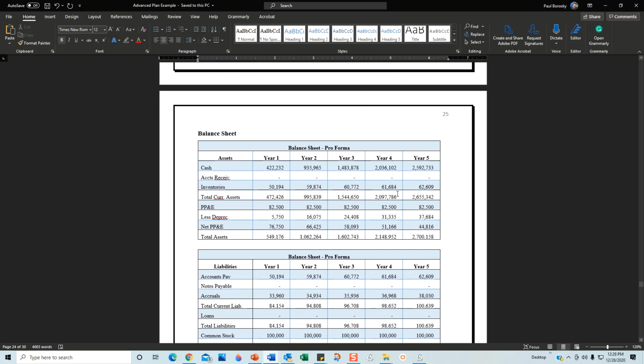Finally, I'm going to then go ahead and do the balance sheet. The balance sheet just shows the assets and liabilities and owner equity for an organization at a specific point in time. The specific point in time is going to be at the end of each year. So the balance sheet is going to show the assets and liabilities and owner equity for year 1 through year 5.